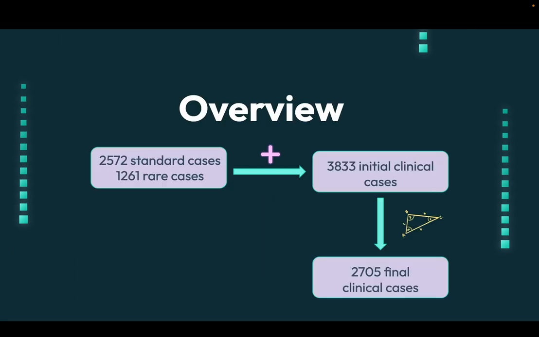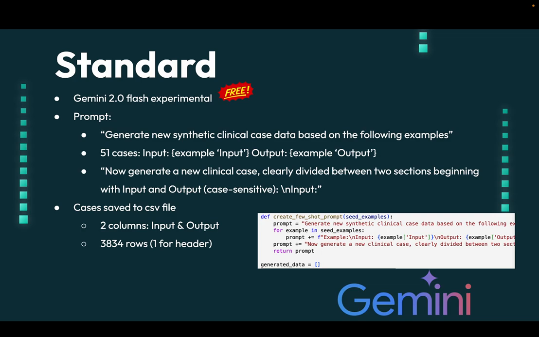So then I used those 51 very high quality human generated seeds to produce the synthetic cases, and ended up with 2,500 standard cases and then 1,200 rare cases. And then after those were refined, we had 2,700 cases left for fine tuning. So for the standard cases, when I say standard, I mean that I didn't specify what disease I'd like them to make a case about.